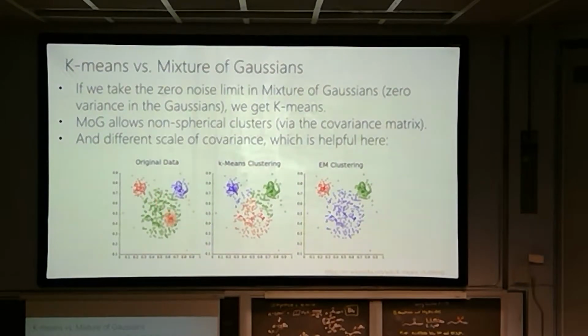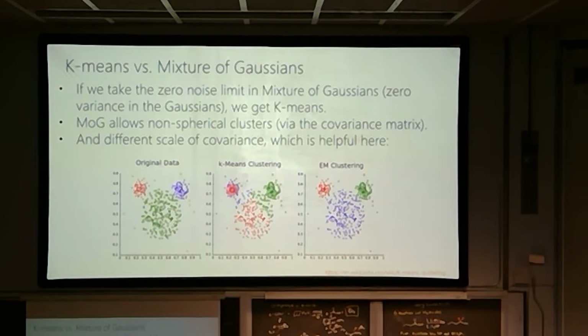So if this is what the original data looked like, k-means, because it's not allowed to have elongated clusters, is this the example? Yeah, I guess the elongated one that's spherical, somehow it's grabbing part of these points here. Whereas if you do EM, then it can actually get the correct shapes, and it can more easily split them.